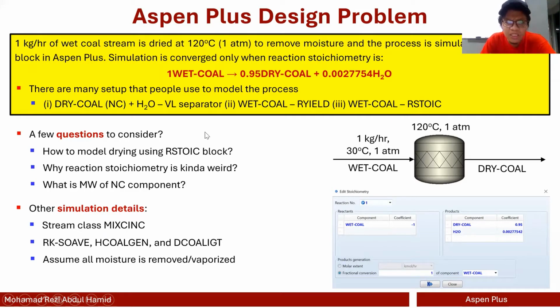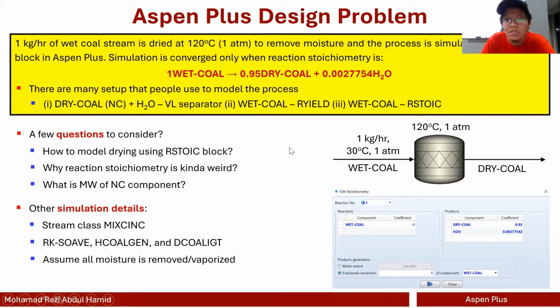Now, in this video, there are a few things that I want to bring forward. The first one is how can I model the drying using an RSTOIC block, because drying is just a physical process and I don't need to input the reaction and reaction stoichiometry. Number two, why is the reaction stoichiometry kind of weird?